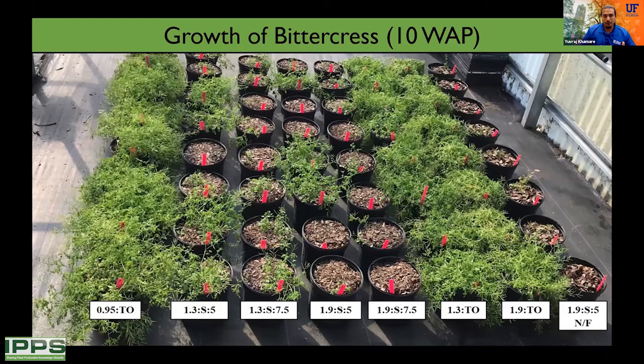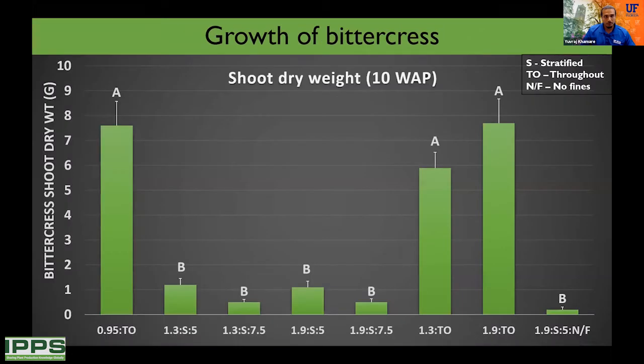Here's a picture of the same bittercress 10 weeks after potting. As you can see, there's substantial growth of bittercress in all the three incorporated treatments, 0.95, 1.3, and 1.9, and there's few to none in any of the stratified treatments. Again, here's a graph of the shoot dry weight we took after 10 weeks. All the stratified treatments had significantly lower dry weight compared to all the incorporated treatments.